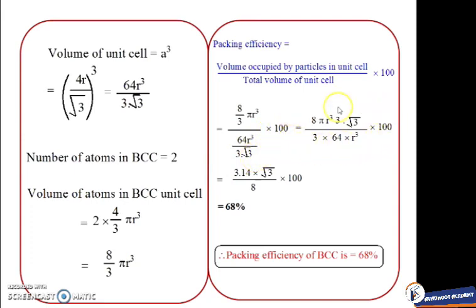So when we simplify this, it comes to 3.14 into root 3 upon 8 into 100. This is equal to 68%. Therefore the packing efficiency of the body centered unit cell is equal to 68%. It means 68% space is occupied and the rest of the space is empty.